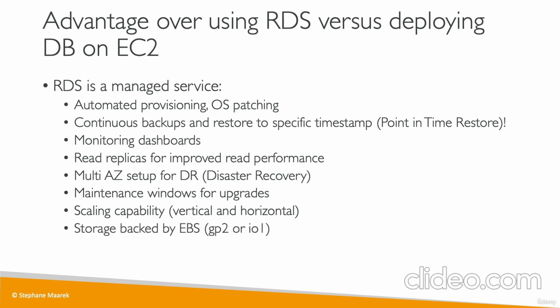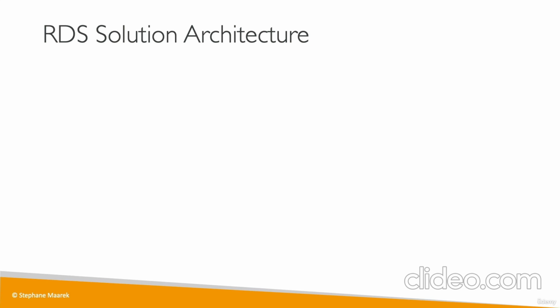The storage is going to be backed by EBS, be it a GP2 type or IO1 type volume. And the only thing that we cannot do with an RDS database is that we cannot SSH into your RDS database instance, okay? We're just using the service. AWS manages entirely the database for us, so we cannot use the SSH utility to see what's going on within our database. Okay, so where does RDS fit within our solution architecture?